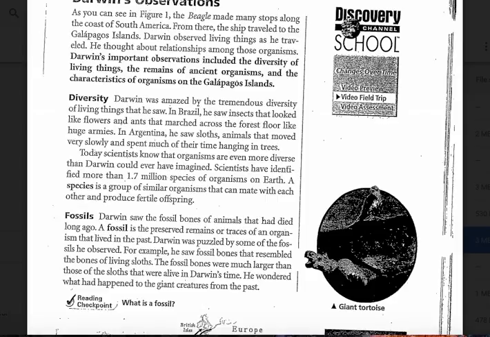Scientists have identified more than 1.7 million species of organisms on Earth. A species is a group of similar organisms that can mate with each other and produce fertile offspring. Sometimes people get confused about species because technically a donkey and a horse can mate and create a mule, but a mule is not fertile. That means it can't have babies itself. So a mule is not necessarily its own species.